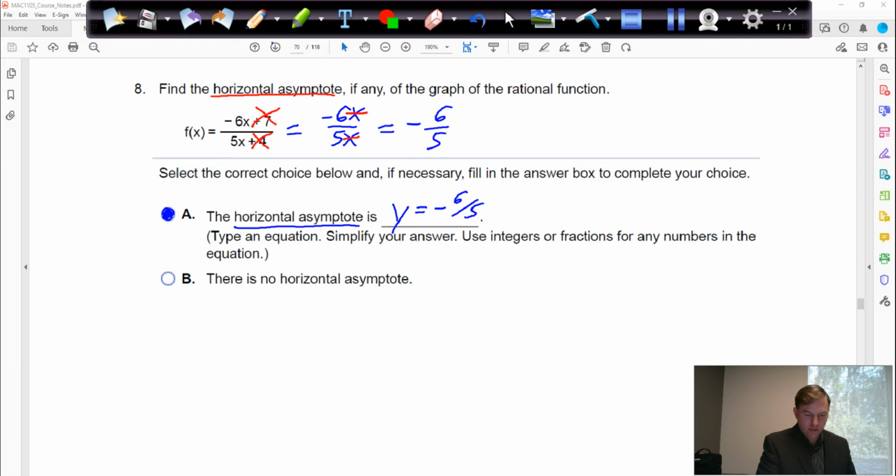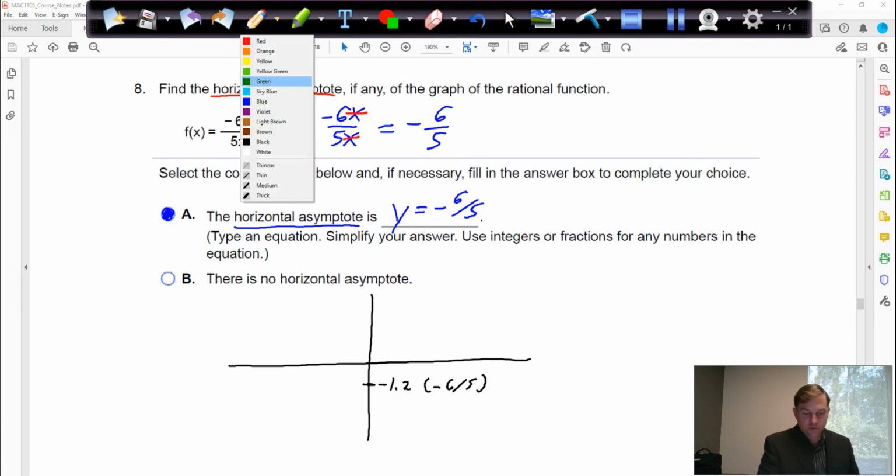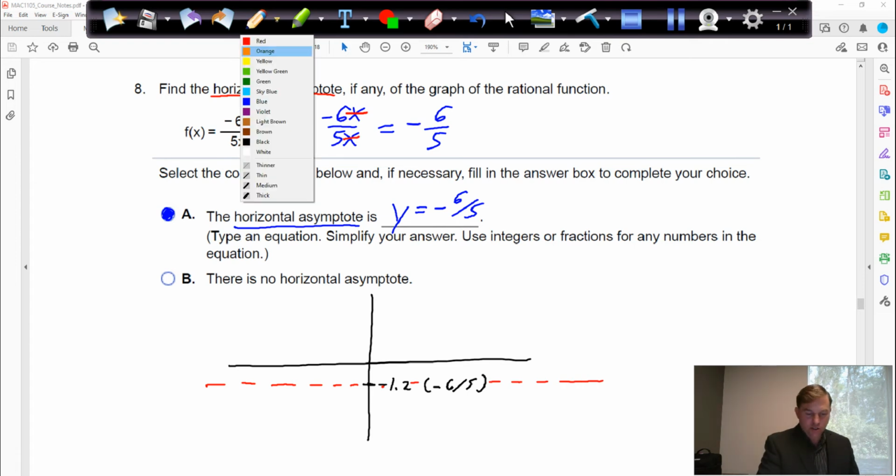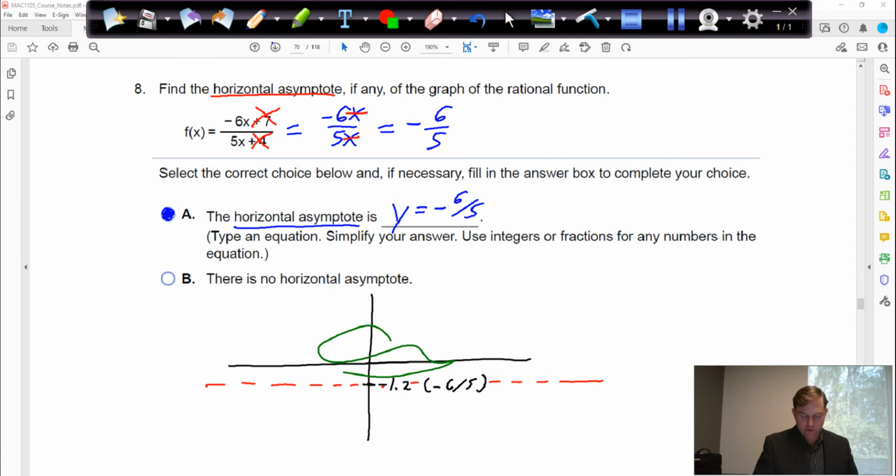This is a line, so let's draw this real quick. Minus 6 over 5 is minus 1.2, so it's down here. Make sure you don't get lost in where I got that number. And so there's a dashed horizontal line that goes through that number. I don't necessarily know what the graph is doing in here. But for large values of x, it's going to come in here and approach this line, from whatever it's doing.